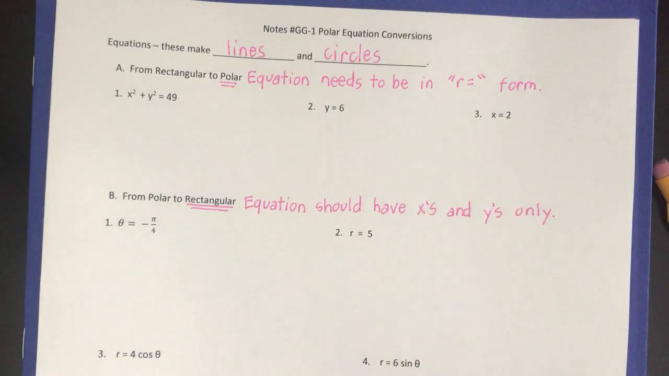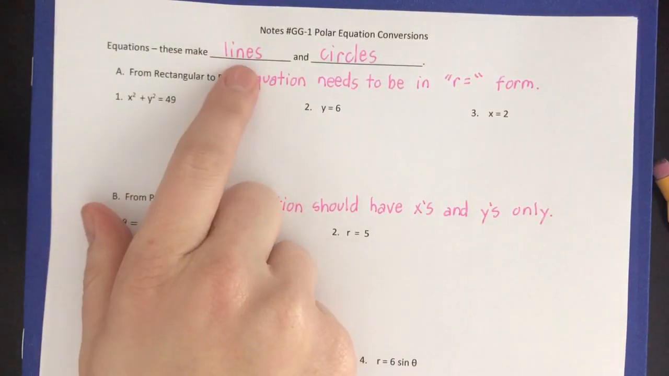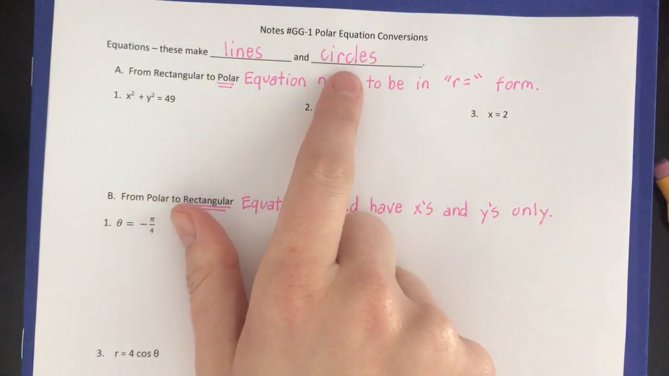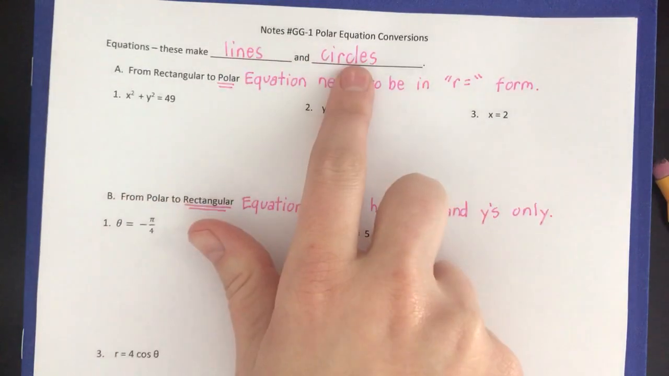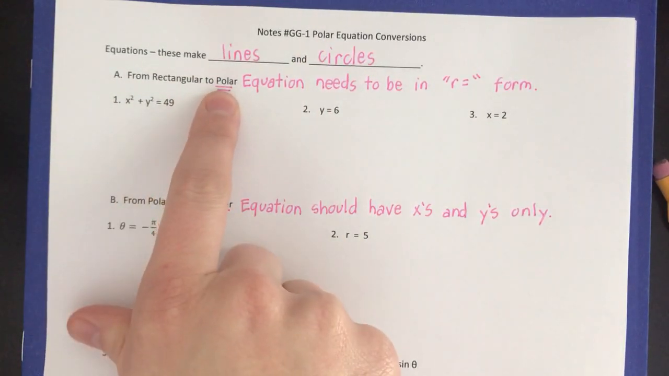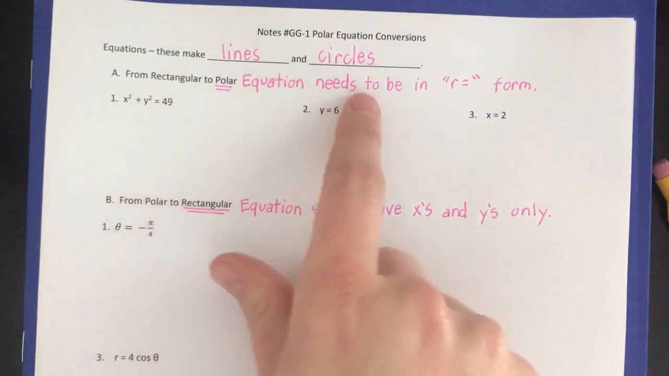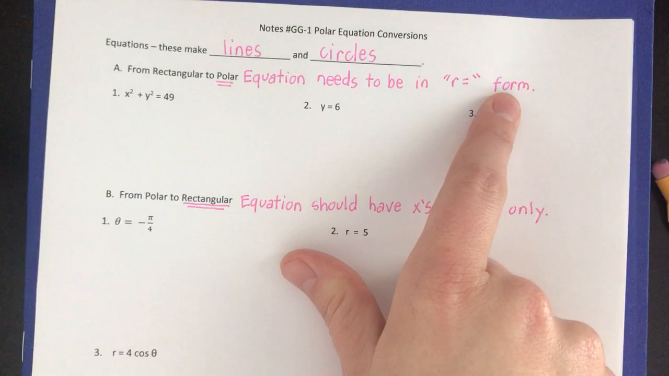Today we're looking at notes GG-1, polar equation conversions. The equations today will make lines and circles. In part A we'll be going from rectangular to polar. When your answer should be a polar equation, the equation needs to be in r equals form.